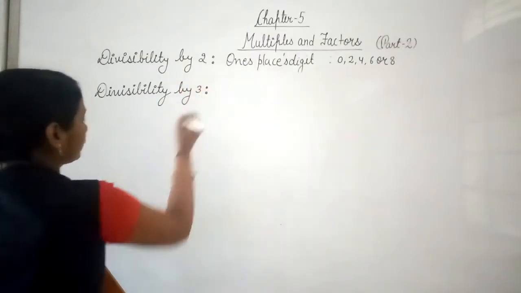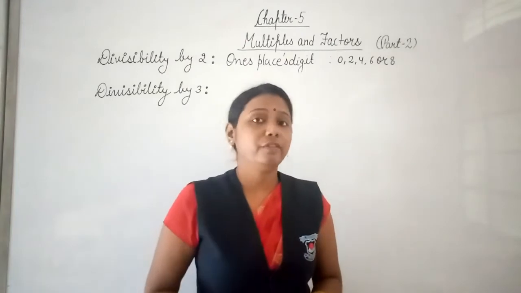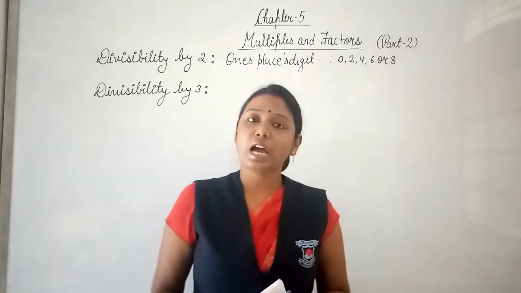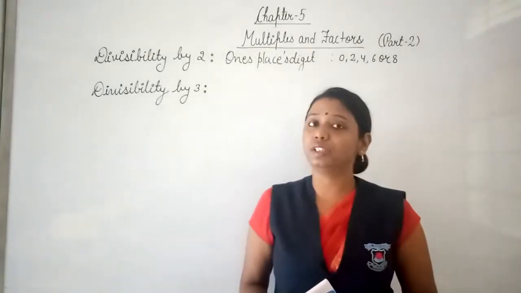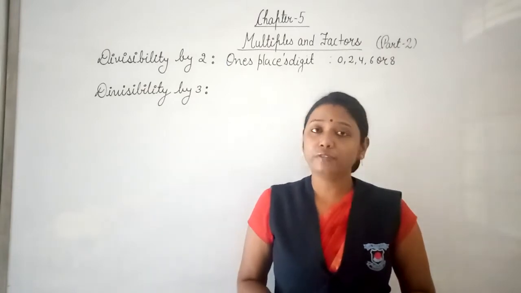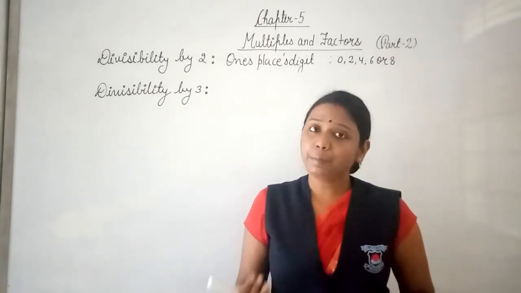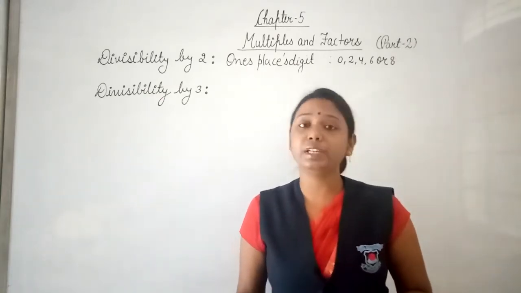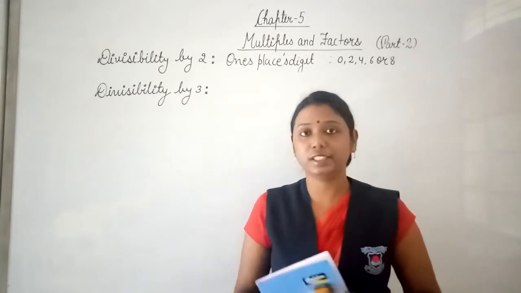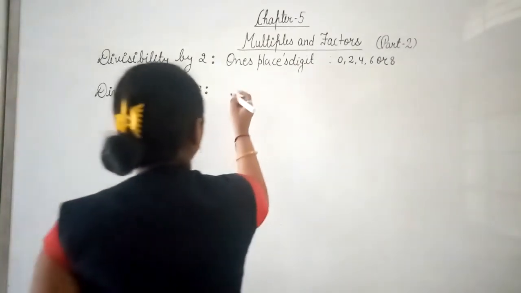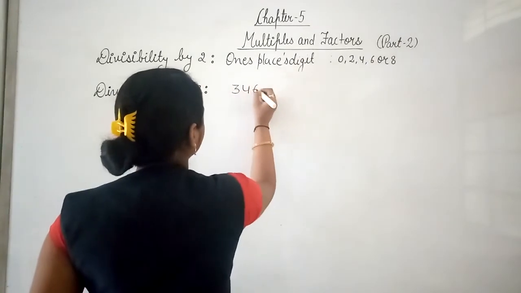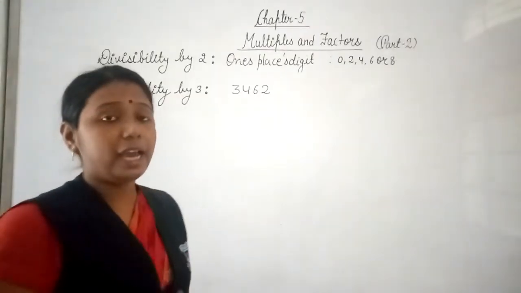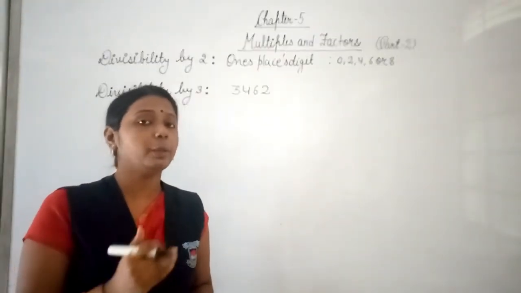Now, to check whether the given number is divisible by 3 or not, you just have to add all the digits of the given number. If the sum of the digits is a multiple of 3 or divisible by 3, then the given number will also be divisible by 3. How? Let us see through an example. Suppose I have taken a number over here.